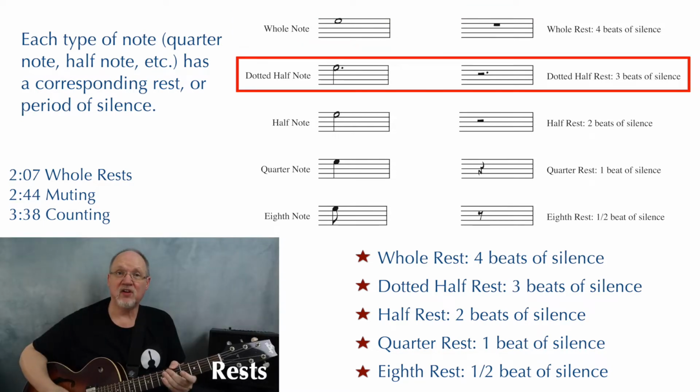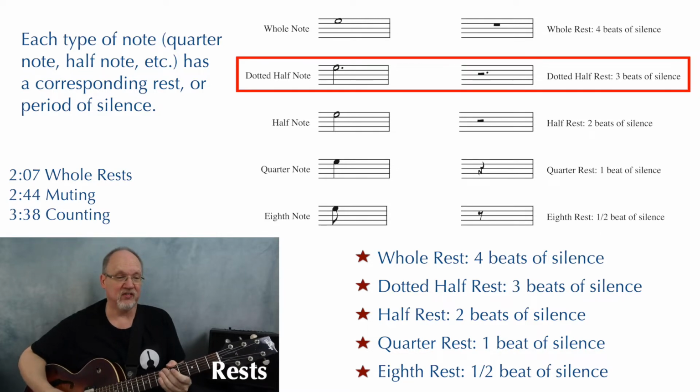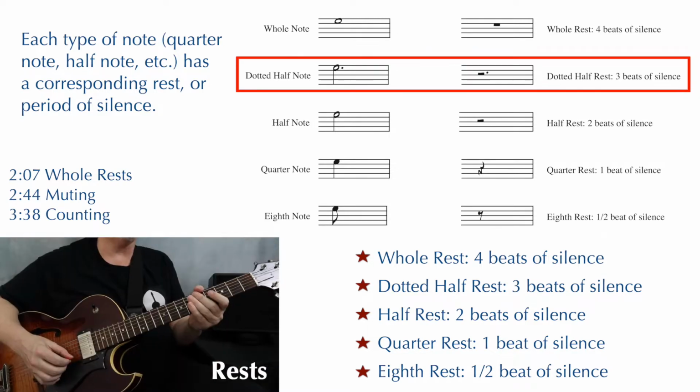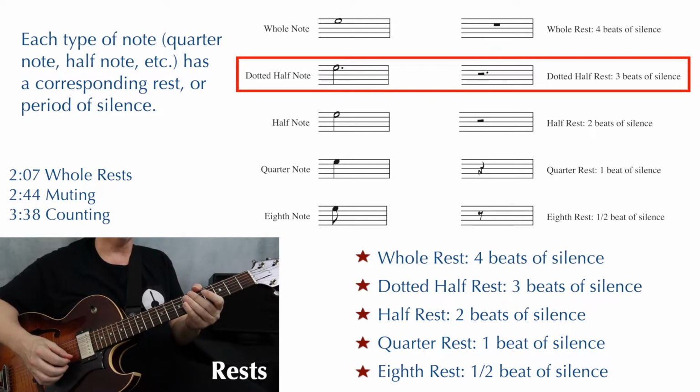A dotted half note gets 3 beats. A dotted half rest is 3 beats of silence. Dotted half notes and rests sound like this: 1, 2, 3, rest, 2, 3. 1, 2, 3, rest, 2, 3.